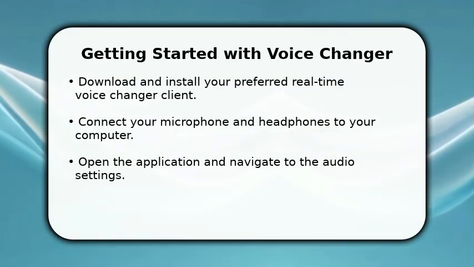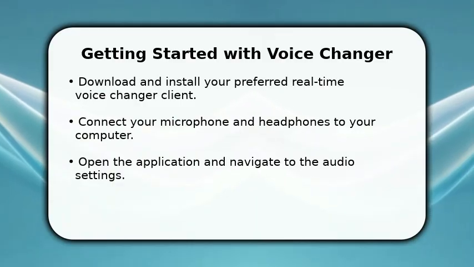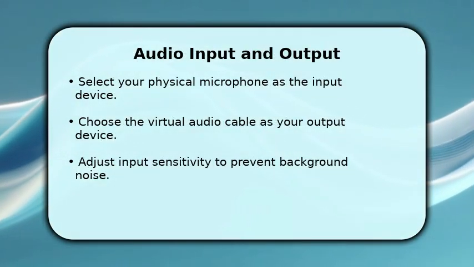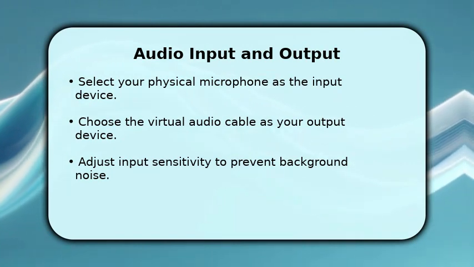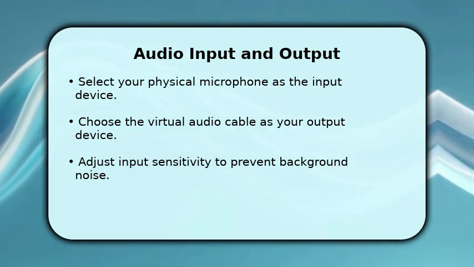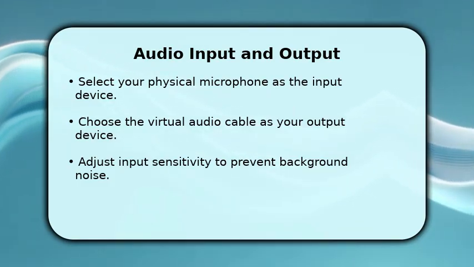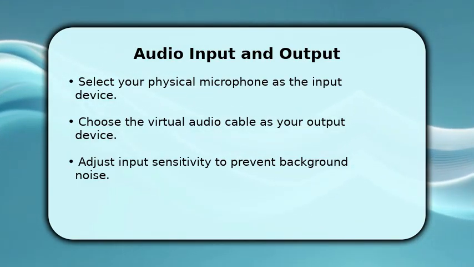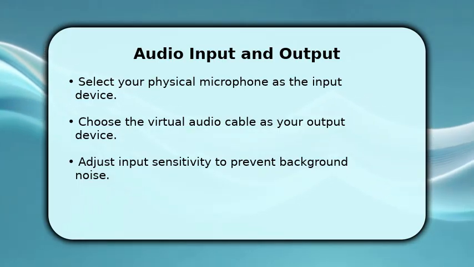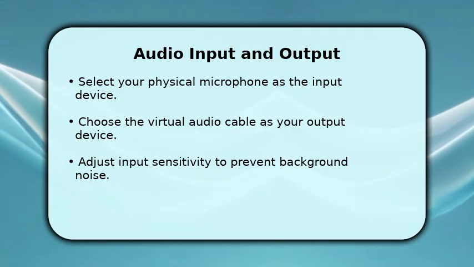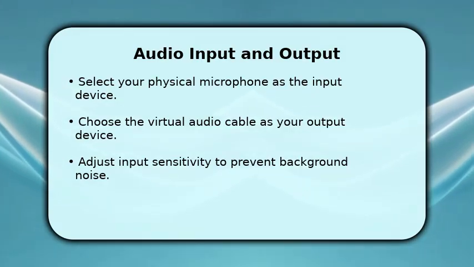Then, launch the application and head straight to the audio input and output. In the audio settings, select your actual microphone as the input. For output, choose the virtual audio cable created by the software. This routes your altered voice to other applications. Take a moment to adjust the input sensitivity. This helps filter out unwanted background noise, ensuring your voice comes through clearly and crisply.